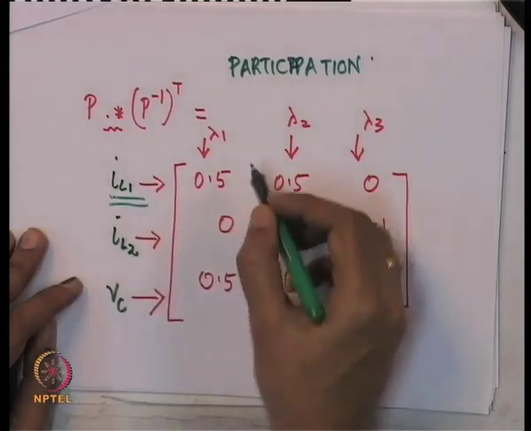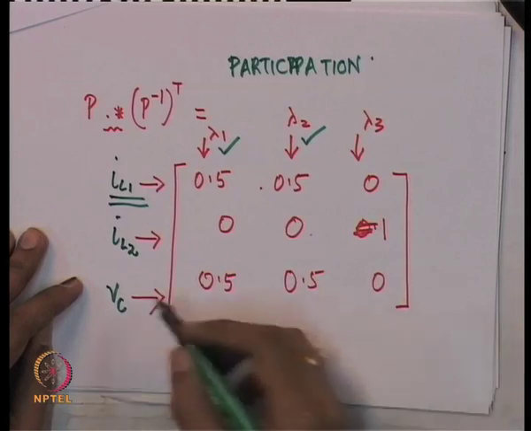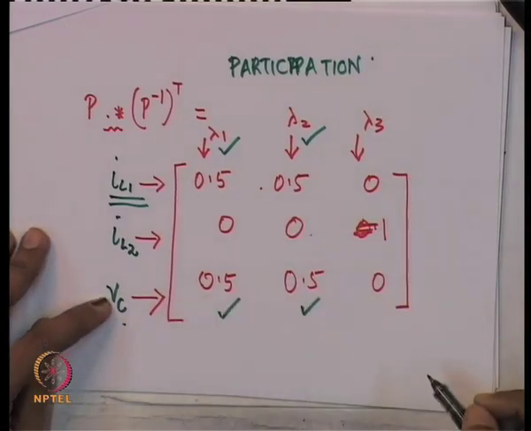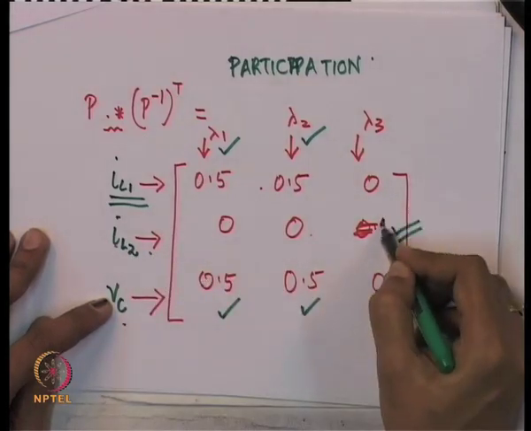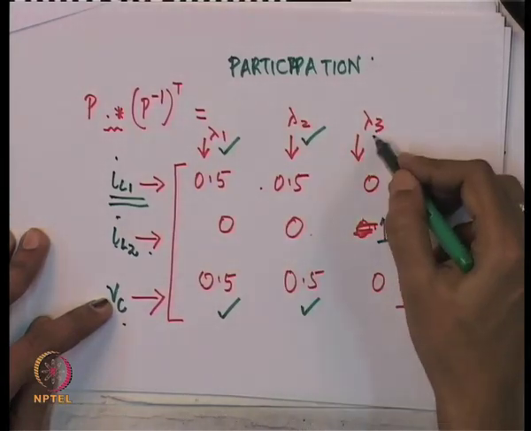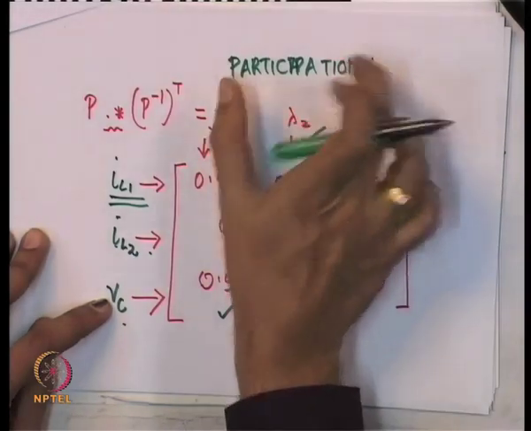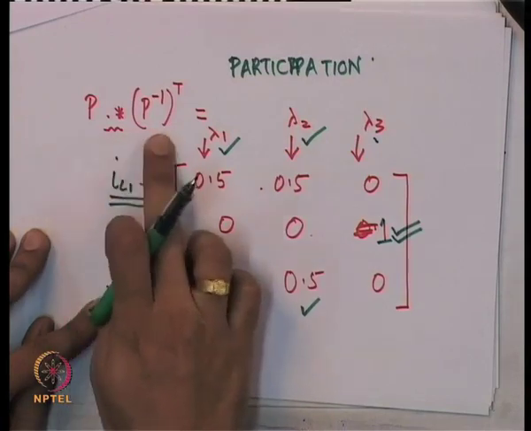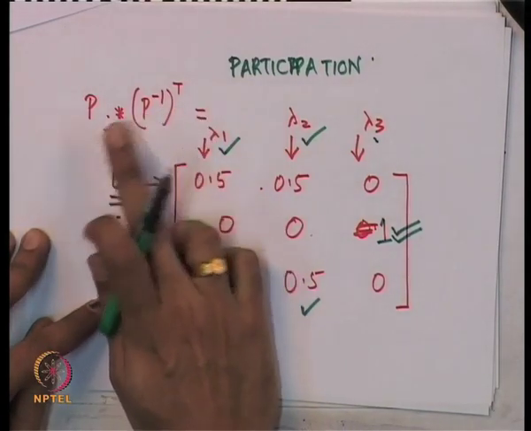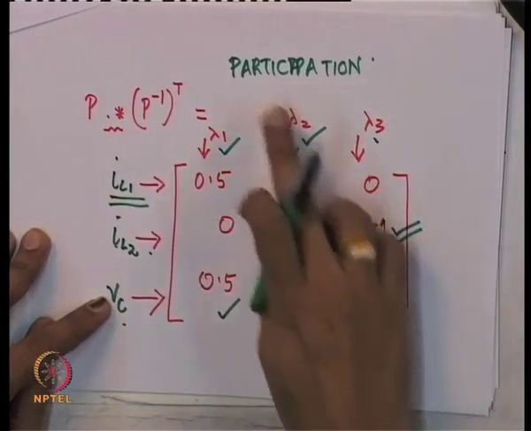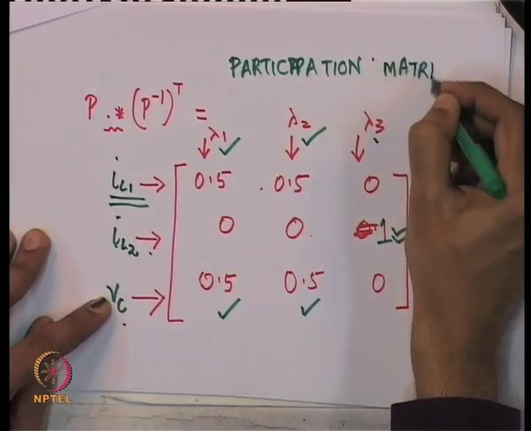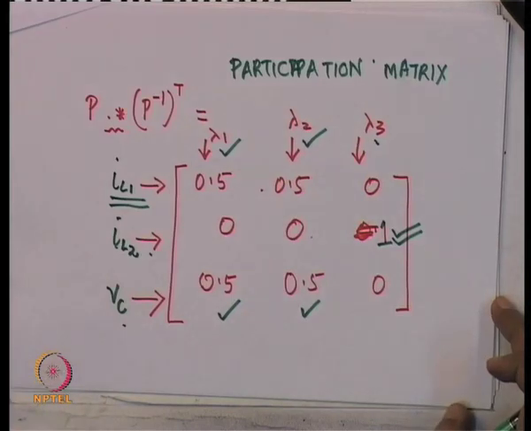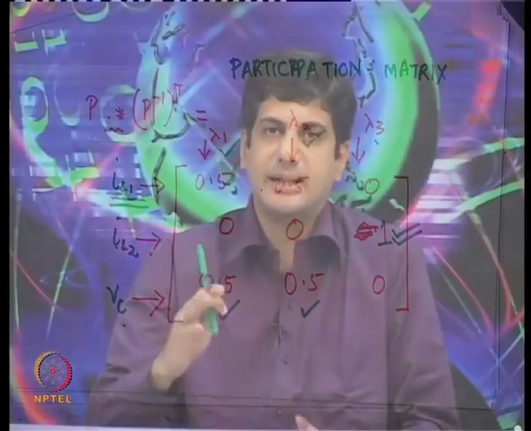For example, IL 1 is associated with the complex pair of modes, V c is also associated with the complex pair of modes, and IL 2 is associated fully, it is 1, it is a normalized measure, completely associated with lambda 3. So, actually this particular matrix P dot star P inverse transpose, which is the element by element multiplication of these two matrices, gives you an interesting matrix called a participation matrix. And this participation matrix in fact gives you correctly the association of various states to various modes. So, if the participation of state number 3 in eigenvalue 3 is 0, it means that this state is not participating in that particular eigenvalue.